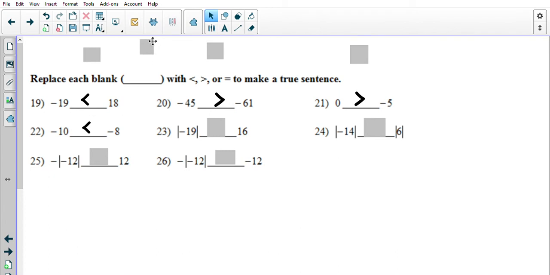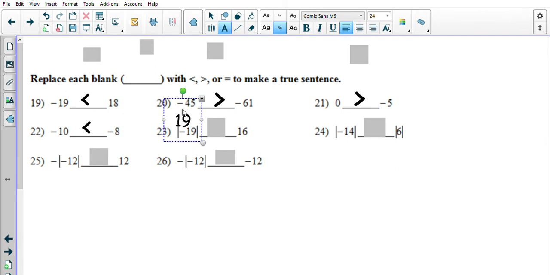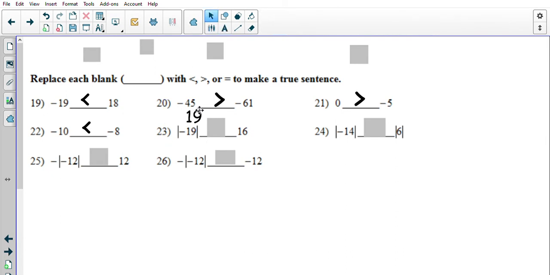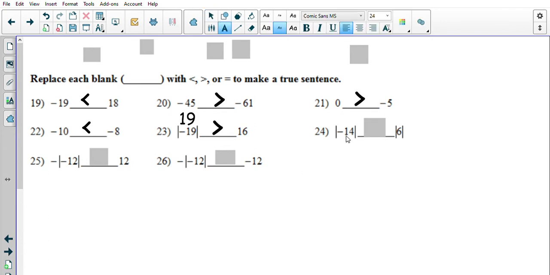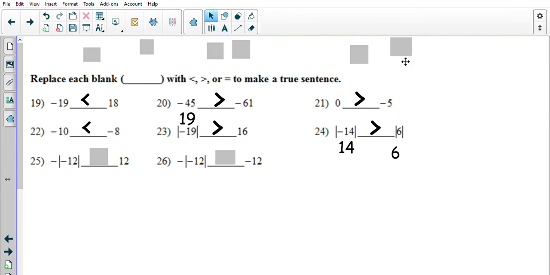Number 23, the absolute value of negative 19 is 19. I'll actually type that in right here. And 19, of course, is going to be greater than 16. So we've got the greater than symbol. Number 24, the absolute value of negative 14 is 14. The absolute value of 6 is 6. And 14, of course, is greater than 6.